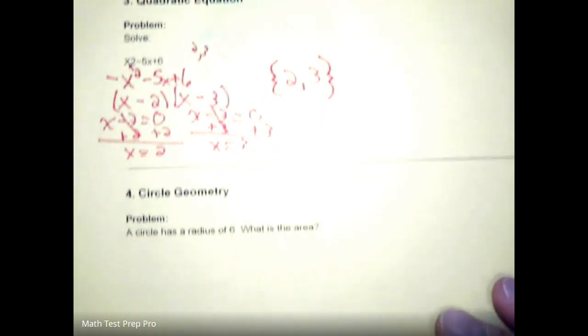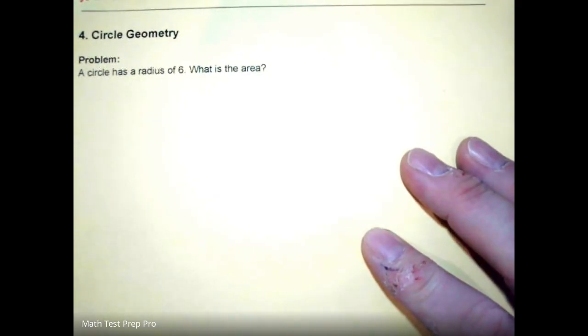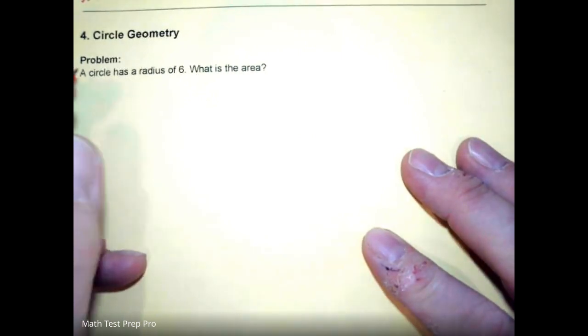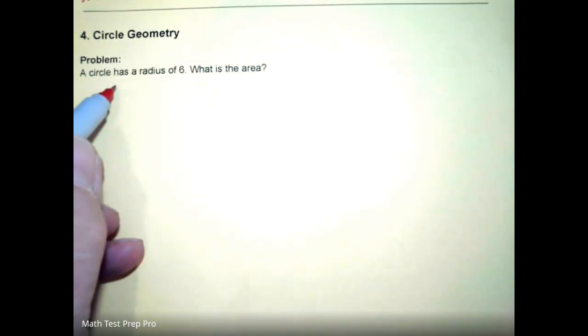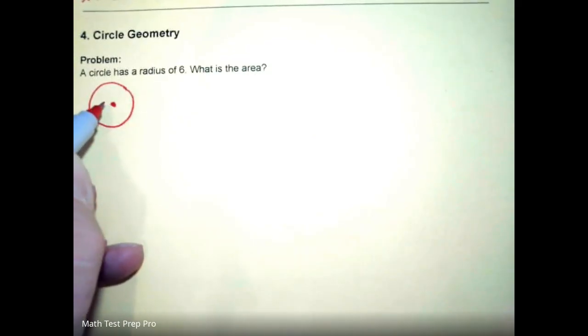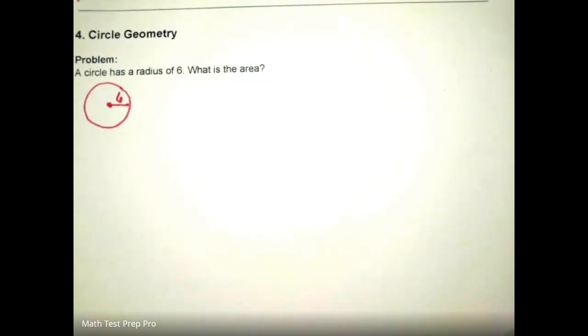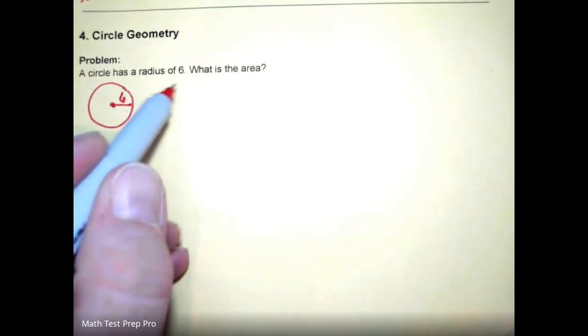All right, moving along. All right, circle geometry. A circle has a radius of 6. What is the area? Okay, so what do we have? I always say when you get into geometry, draw a picture. So the circle, the radius goes from the center to the outside. We know it has a radius of 6. It doesn't tell us what the units are, like centimeters, millimeters, feet, inches, yards. So we're just going to call it units. So it's going to be 6 units.